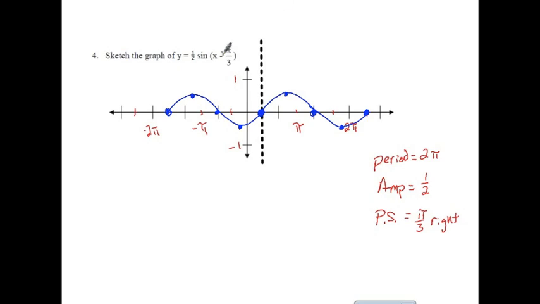Not bad, just make sure you do that shifting, and always put that dotted line. It's not like your asymptote, but it's just kind of there to help you graph so you don't screw things up.